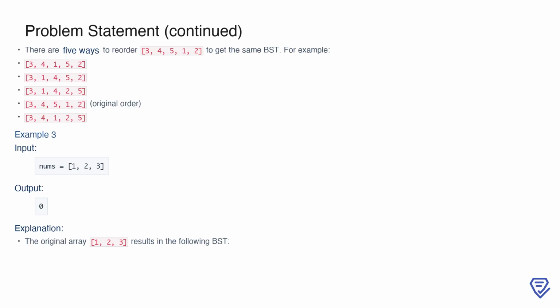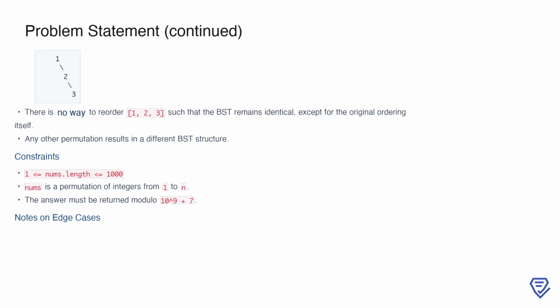However, for certain inputs, it may not be possible to reorder the array at all without altering the BST structure. Consider the input nums equals 1, 2, 3. Here, the BST is constructed with 1 as the root, 2 as the right child of 1, and 3 as the right child of 2. This creates a BST that is essentially a straight line. In this case, there is no way to reorder the array nums to produce the same BST structure, except by keeping the original order, 1, 2, 3.